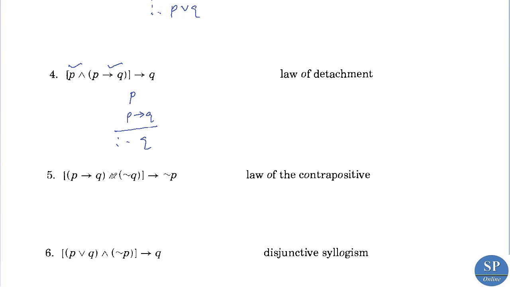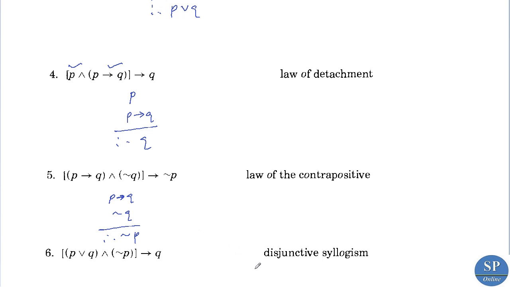So we can write this as: P implies Q is the first hypothesis, then the second hypothesis is negation Q. That is, P implies Q is true and negation Q is true. That is, Q is false. Therefore, the conclusion is negation P. That is, negation P is true. That means P must be false. So this will be the inferential form of the law of contrapositive.